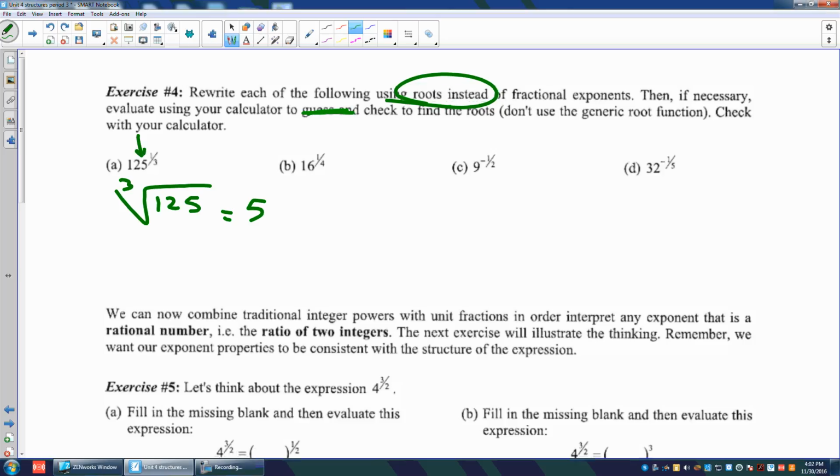16 to the 1/4. I know what the square root of 16 is. It's 4. Oh, wait, and the square root of 4 is 2. So I'll bet you 2 times 2 times 2 times 2 is 16.